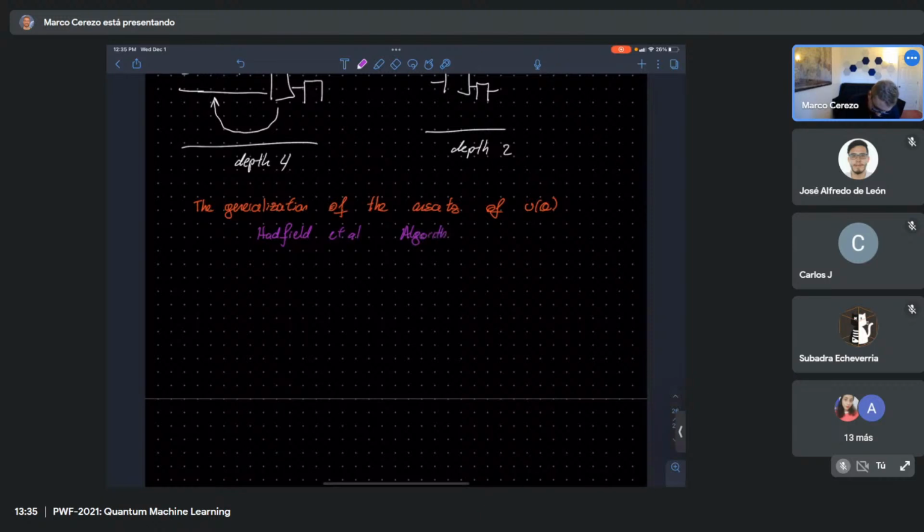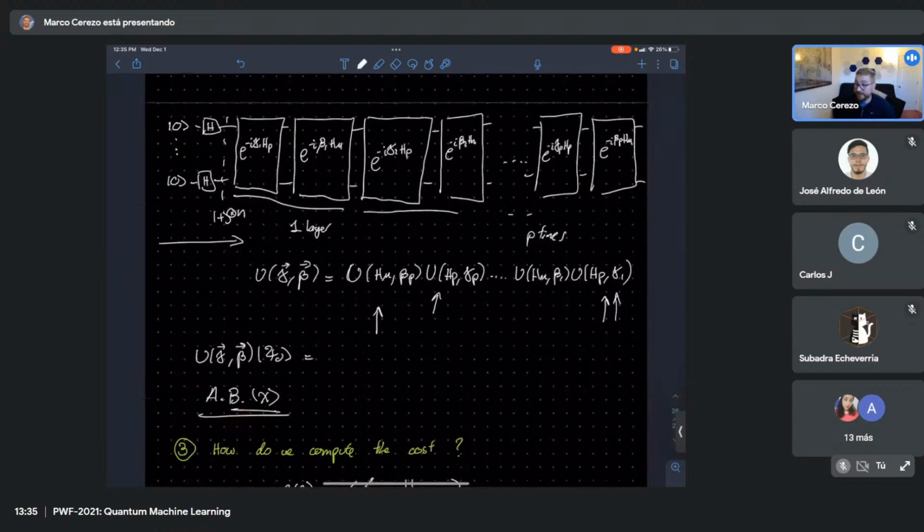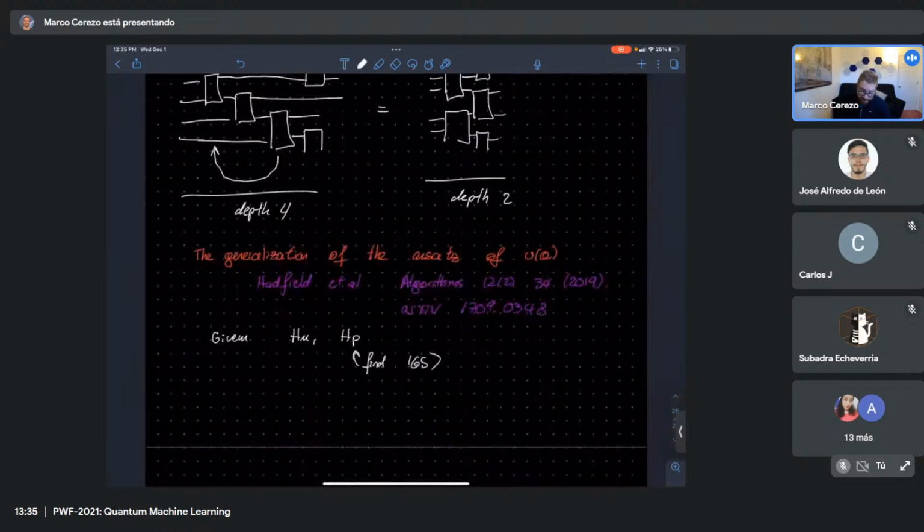in Algorithms, 12(2):34, 2019, or you can find it on arXiv, 1709.03489. And the thing is that here, given H_M, the mixer Hamiltonian, and a problem Hamiltonian, we want to find the ground state of this. And it's this exact same structure.